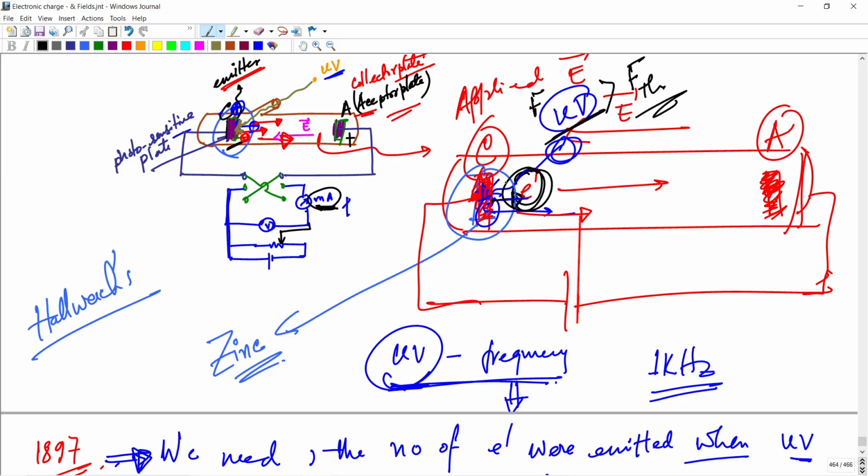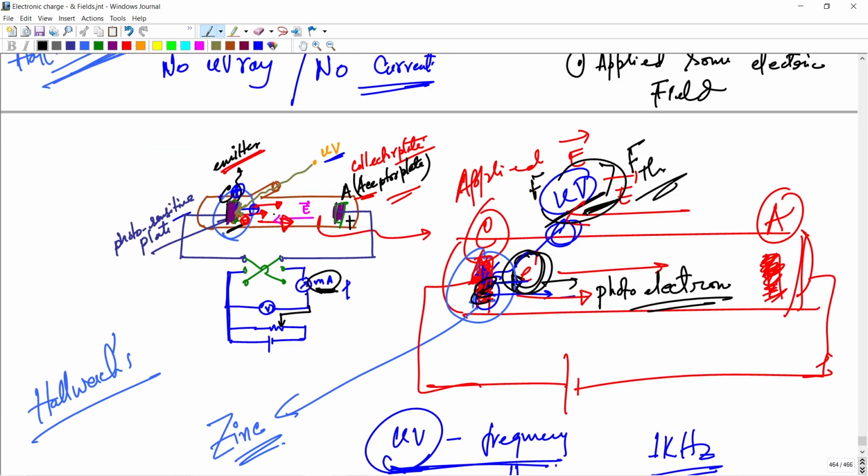Now this electron is called a photoelectron, because this electron gets enough energy from the UV ray to overcome the attractive pull of the metal. When these electrons are accepted by the acceptor plate or collector plate, we get some current here, and this current is called photocurrent.